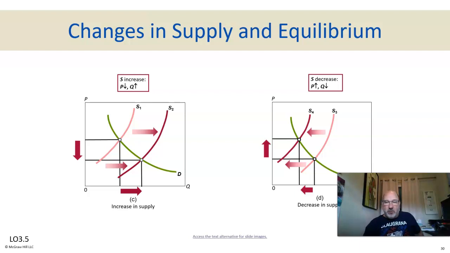S3 to S4, it is a decrease because we're moving to the left. So that is a decrease in supply. There is now less of it. And because there is less of it, it is more valuable and price increases. It is harder to get your hands on that stuff, and so now it is more valuable stuff.